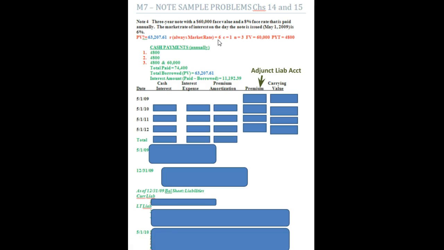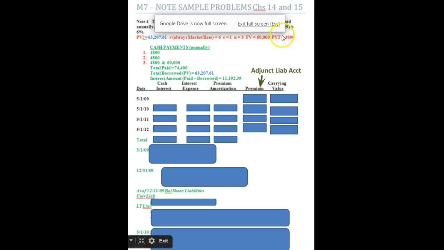Remember, you only use the face rate to calculate the payment. Then from there on out, you're using the market rate, because the market rate then determines the present value of the note. So since it's at 6% now, the present value is going to be greater than 60,000. So when we punch the variables in, the 4,800 payment, the 60,000 future value, we're going to get the 63,000 present value. All right, so now we're ready to run through the chart.